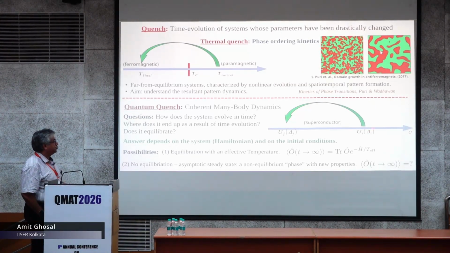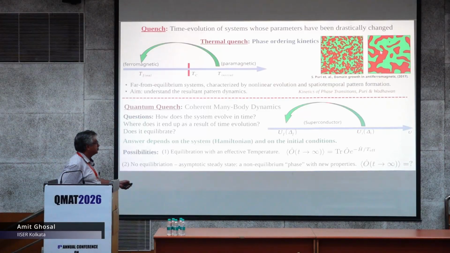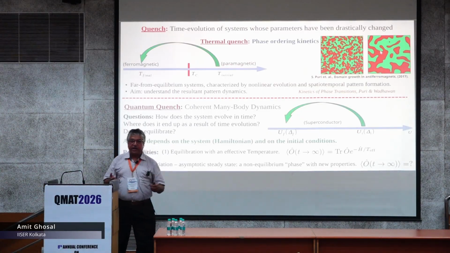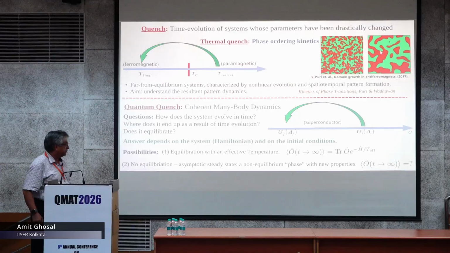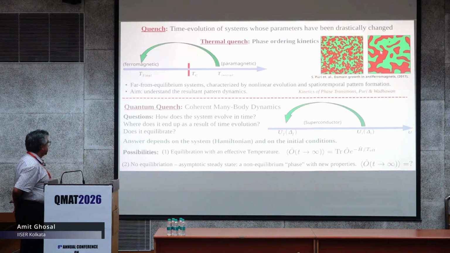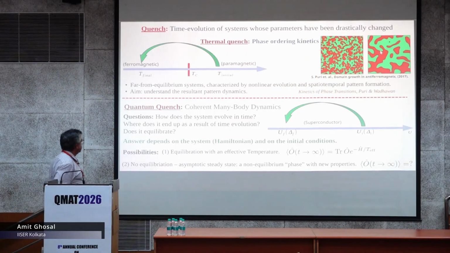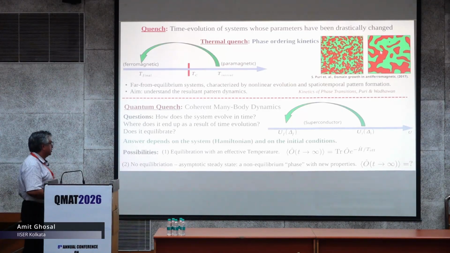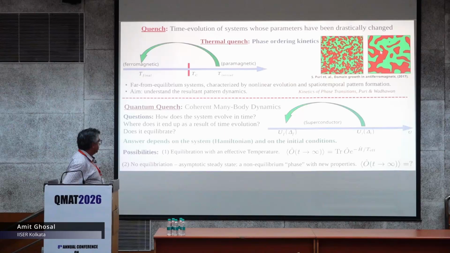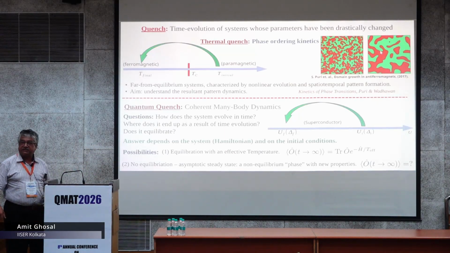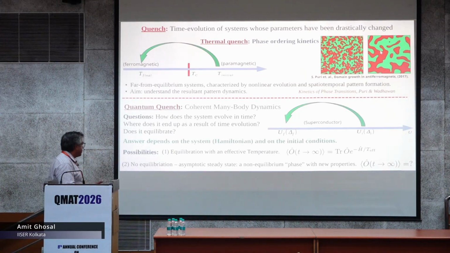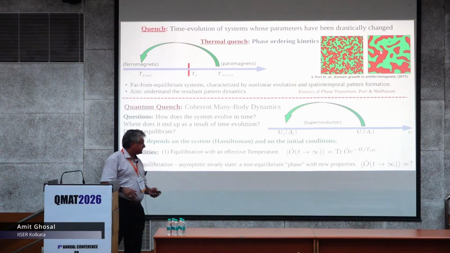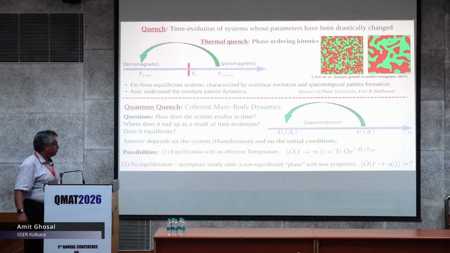So which is giving you some superconducting pairing amplitude delta I, and you suddenly put the value to UF, and the corresponding delta F will be the equilibrium delta for that system at UF. So the questions you ask are, how does the system evolve in time? Where does it end up? Does it equilibrate and all that? And the answer depends on the Hamiltonian which is controlling the dynamics, as well as the initial conditions. There is a possibility that it will equilibrate at some effective temperature. There could be a possibility that there will be just an asymptotic steady state with new phases, new properties, and so on and so forth.